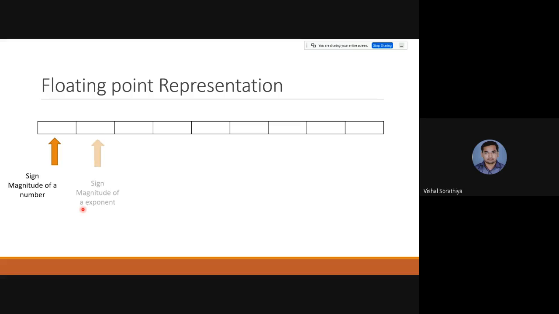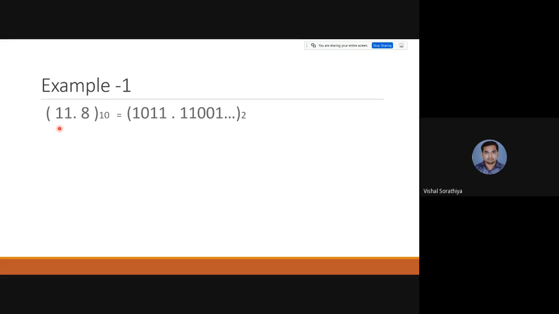Next, we have the floating point representation also. In floating point representation, there is a separate kind of identification. First it will be given as a sign magnitude, then the sign magnitude of the exponent, then the exponent, and then the rest of the stuff. So that's an example we can say, which is like this one.